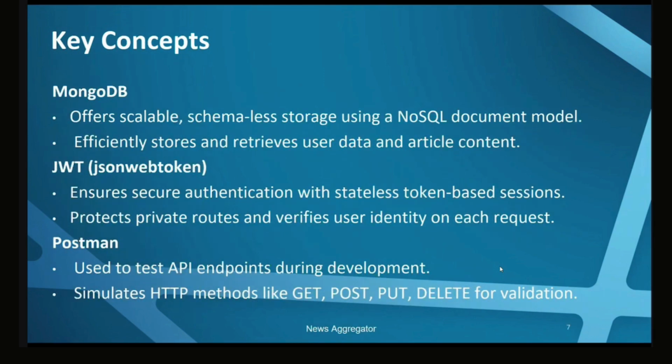Then we've used MongoDB for the storage using NoSQL document model, and then efficiently storing and retrieving user data and article content. Then we've also used JWT for secure authentication with stateless token-based sessions and to protect our private routes and verify user identity on each request. Then we've used Postman to test the API endpoints during the development.